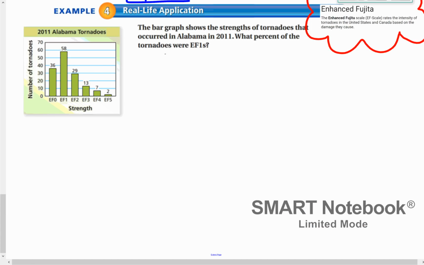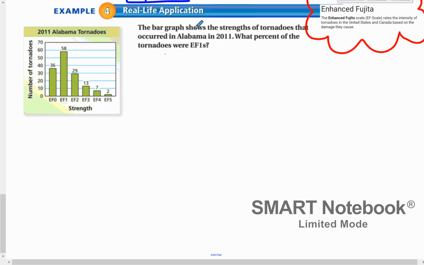Okay, our last example is going to be a real life application. So how can we use this in real life? So we have a bar graph here of 2011 Alabama tornadoes that shows the strength of the tornadoes that occurred in Alabama. What percent of the tornadoes were EF1s?